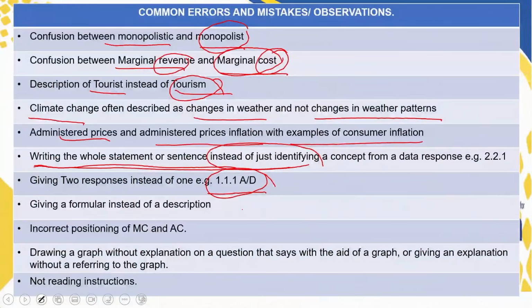So this economic concept might be a concept that also has a formula: total revenue, total cost, average cost, those concepts. Instead of giving a description, most learners tend to give a formula. We are not asking for a formula. Rather, we are asking for a description. So please give a description, not a formula.